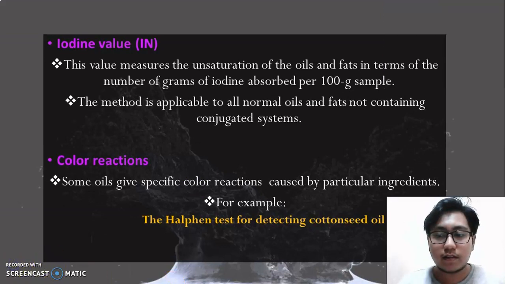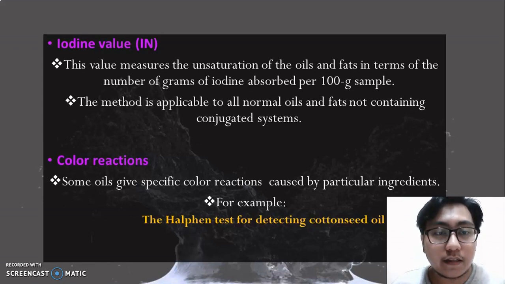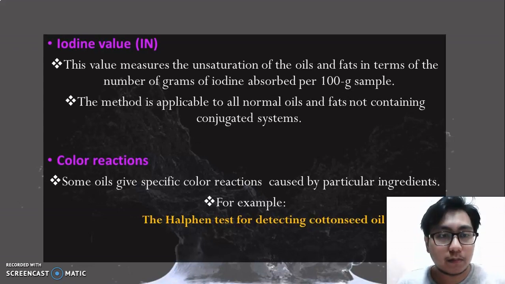Alright, so I've adjusted the webcam for you so you can see better. Next we're going to look at iodine value. Iodine value is very simple.